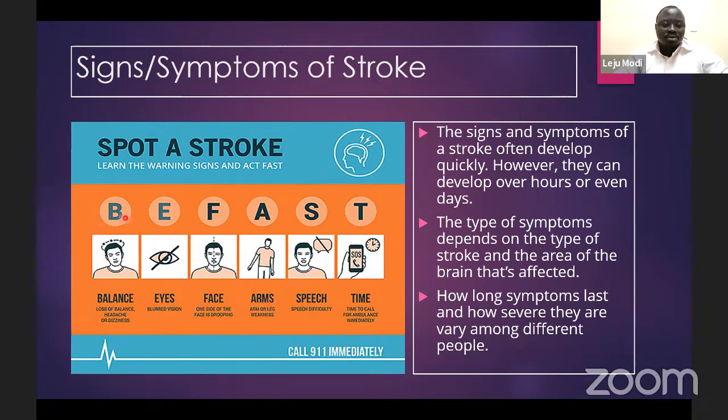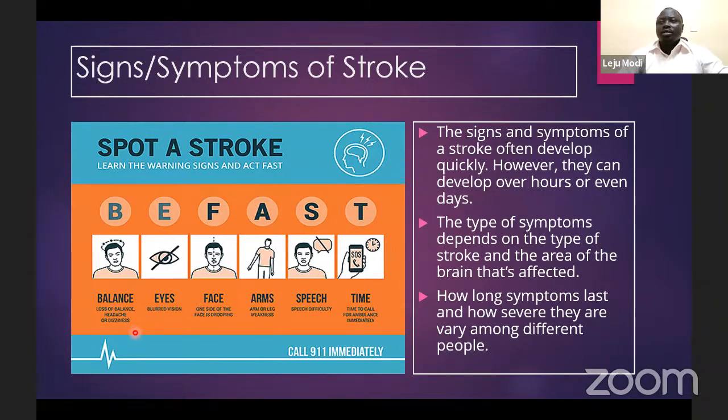So it is abbreviated here as BE FAST. Be fast. And indeed, you need to be fast in your actions when you see these things. B stands for balance, loss of balance. They might have headache or dizziness, but it's loss of balance. It's a very common thing actually in the elderly.